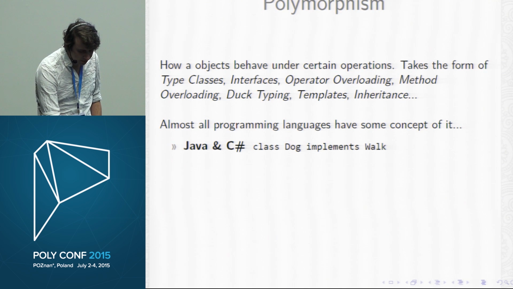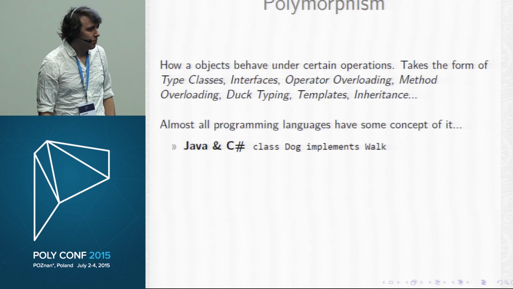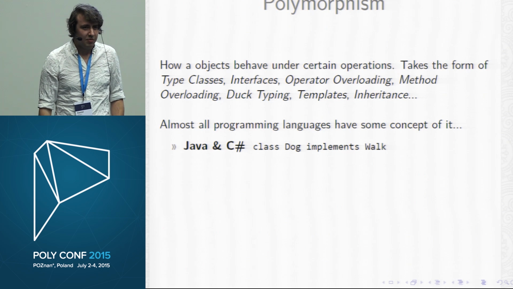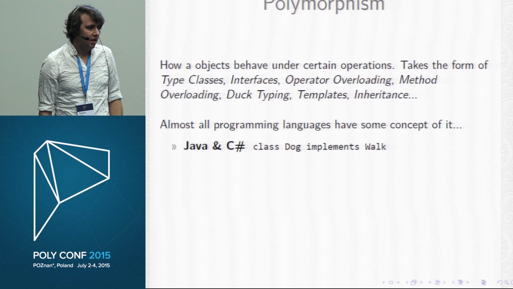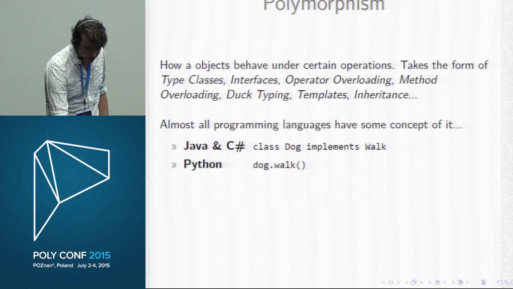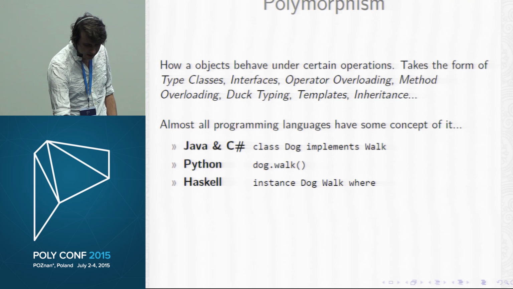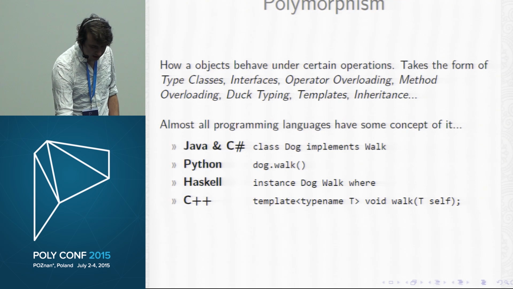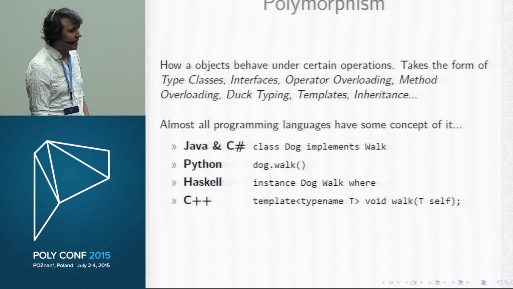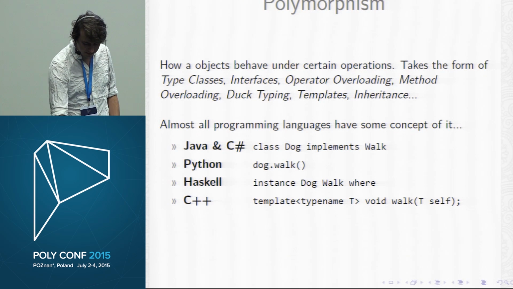So here are some examples. In Java and C#, you can do something like class Dog implements Walk, so a dog can walk, maybe a human can walk, and a whole bunch of other things can walk. So Walk is like an interface of different behaviors. In Python, it's duck typing, so you just do dog.walk and it walks. Haskell, again, is like a type class, so it's instance Dog Walk. In C++, you can do these templates, so they're like compile time polymorphism. You make a template function where the type is agnostic.